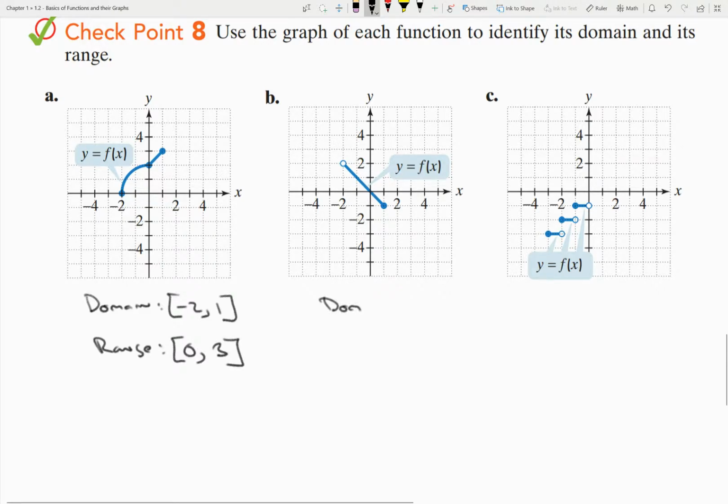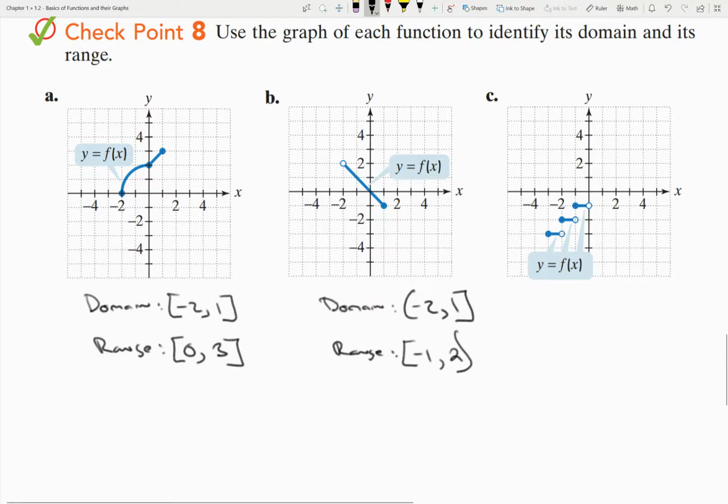Here, the domain, this function starts with a parenthesis at -2, finishes at 1. The range goes from bottom to top. Looks like it's going backwards a little bit, doesn't matter. The lowest point on this graph is a -1, and it finishes at a +2 with the parenthesis.